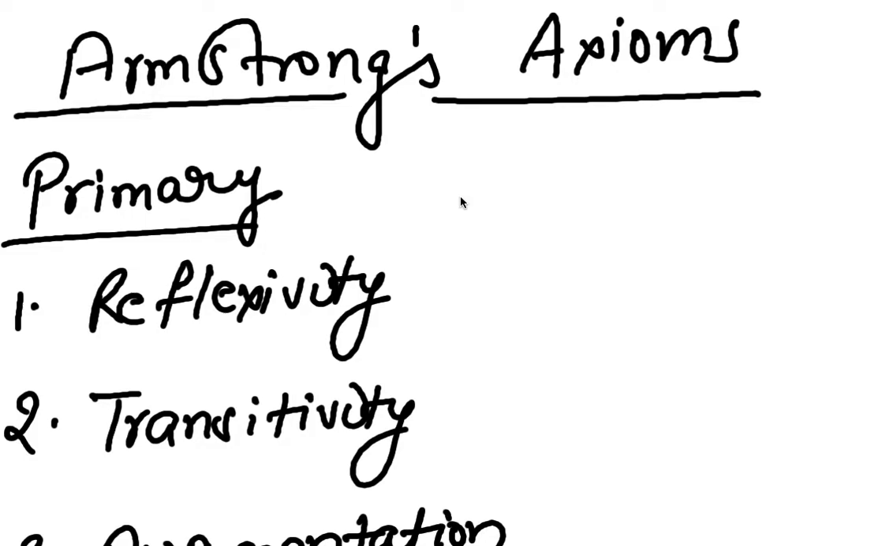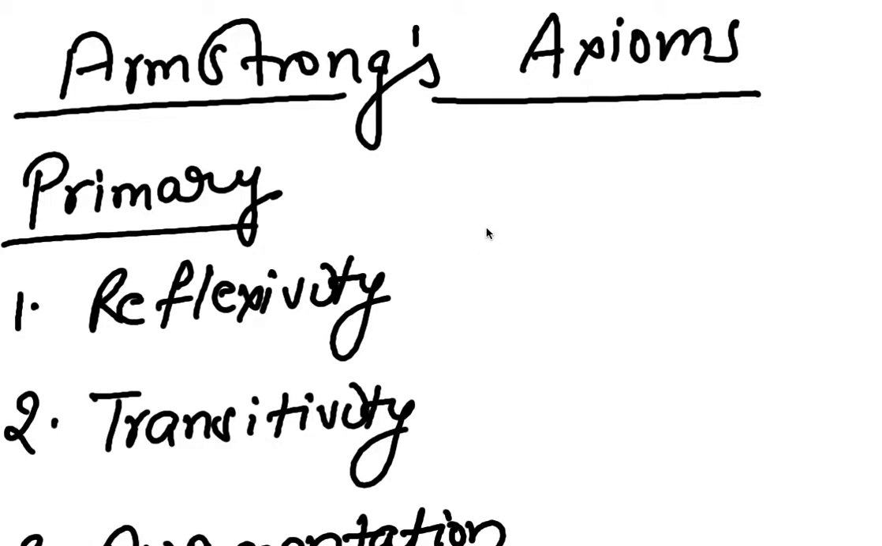I am going to explain Armstrong's axioms in this video. So what is Armstrong's axiom? Armstrong's axiom is basically a set of inference rules which are used to derive functional dependencies from the given set of functional dependencies. So let's see how many Armstrong's axioms there are, and I will explain it one by one.